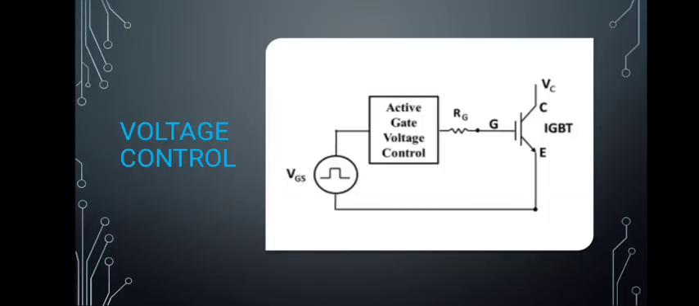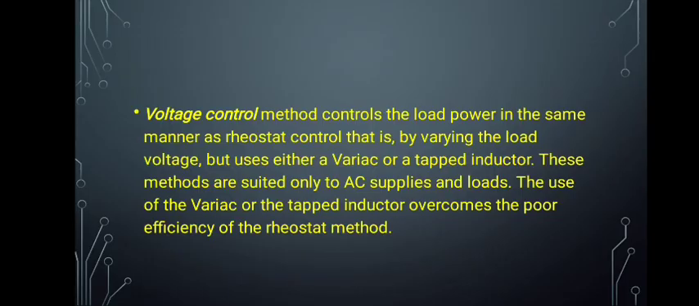Next is the voltage control. What is a voltage control? The voltage control method controls the load power in the same manner as rheostat control, that is, by varying the load voltage, but uses either a variac or a tap inductor. These methods are suited only to AC supplies and loads. The use of the variac or the tap inductor overcomes the poor efficiency of the rheostat method.